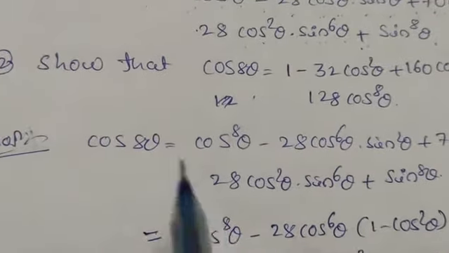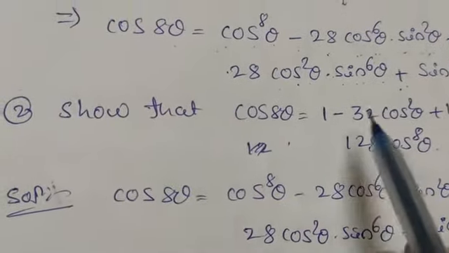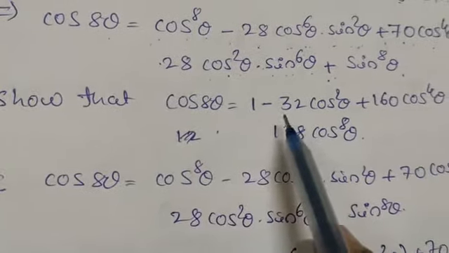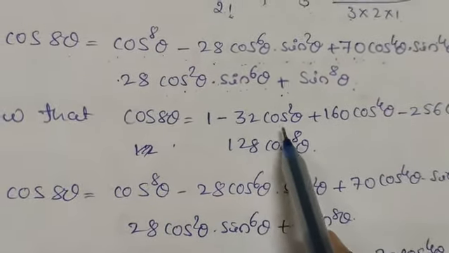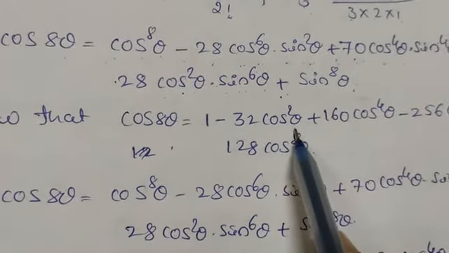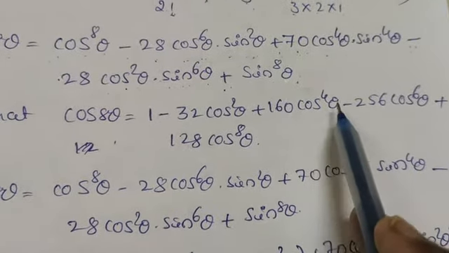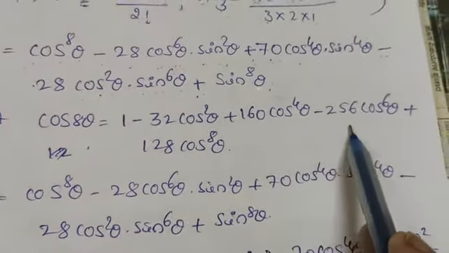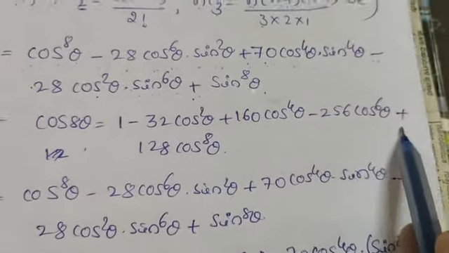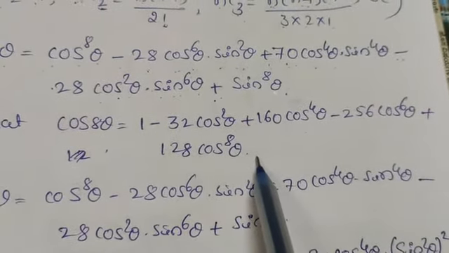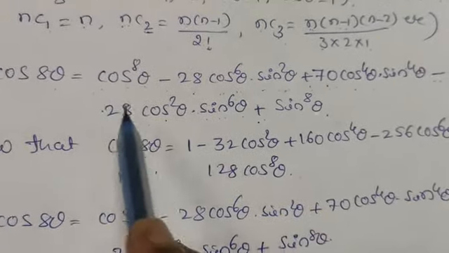Let us take one more example. Show that cos 8 theta is equal to 1 minus 32 cos square theta plus 160 cos to the power of 4 theta minus 256 cos to the power of 6 theta plus 128 cos raised to 8 theta. So these two examples are same.